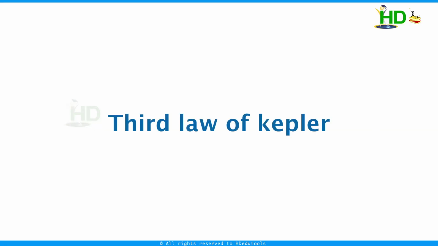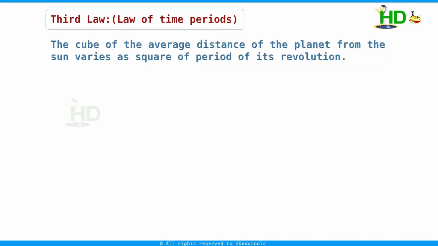Next we go for the third law of Kepler. According to Kepler's third law, the square of the period of revolution of the planet varies as the cube of its average distance from the Sun. That is, T squared is proportional to d cubed.